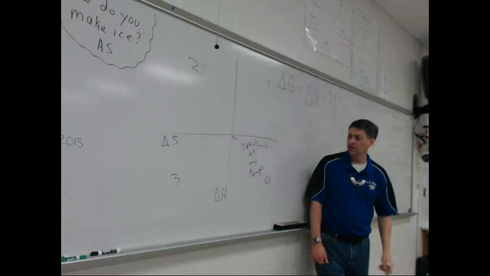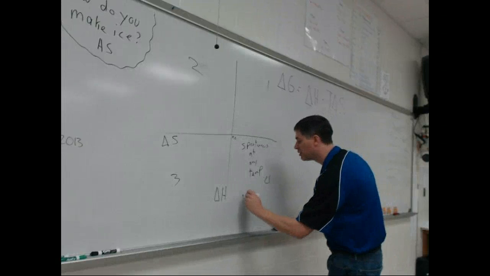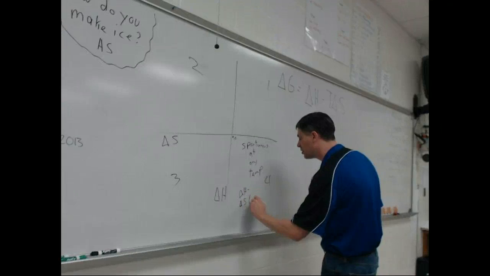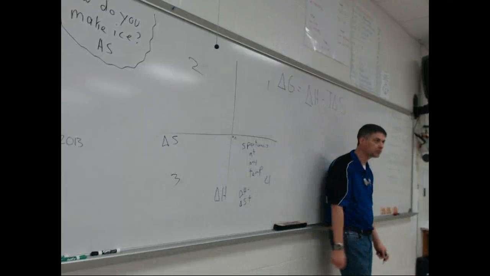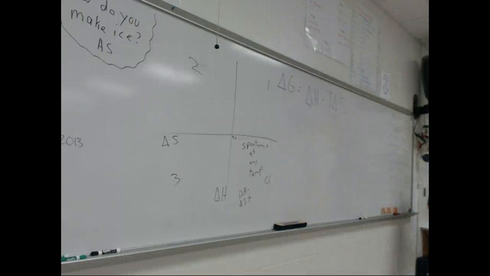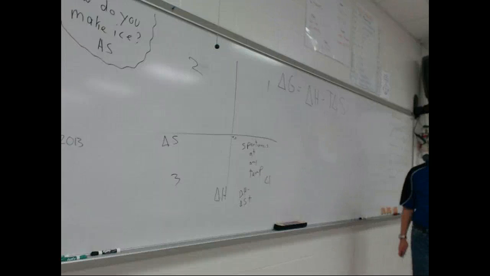Write that. Delta H is negative, delta S positive. Both those things would tend to make a reaction spontaneous. So if they're both working in favor of that being spontaneous, you know those will always be spontaneous. And the reverse reaction would always be non-spontaneous.